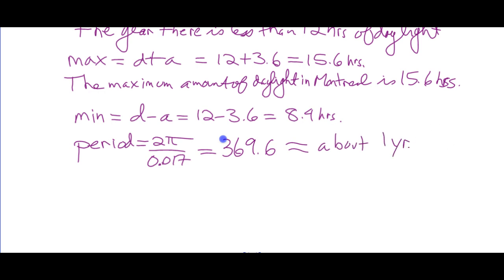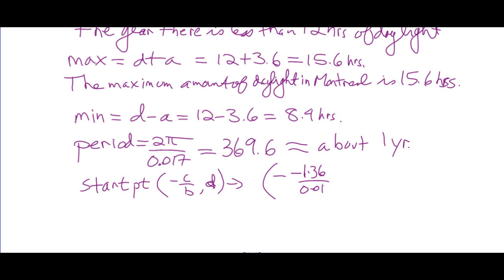1 year? About 1 year. Okay, and where is the start point? So the start point, think about what does the start point mean in this case? So the start point is negative C, what was C? Negative, so it's negative 1.36 divided by 0.017, comma, 12. All right, this would just be positive. What's 1.36 divided by 0.017?